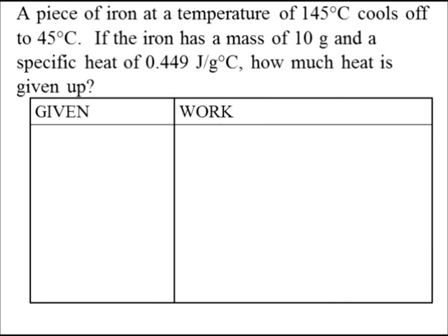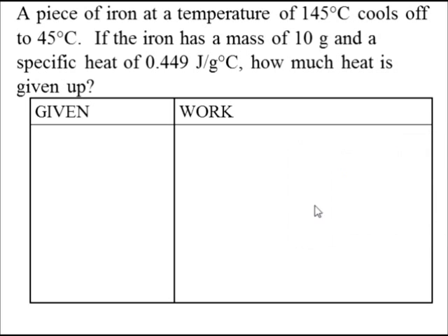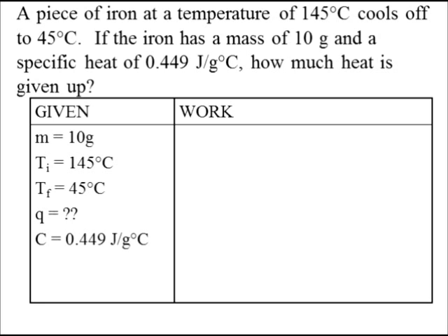A piece of iron at a temperature of 145 degrees Celsius cools off to 45. But you can guess, temperature's dropping. I bet you this is going to be a negative number. If the iron has a mass of 10 grams and a specific heat of 0.449, how much heat's given up? So let's put it in our givens. 10 grams, 145 initial, 45 final. Don't know Q, but I know that it is iron, so that's 0.449 joules.